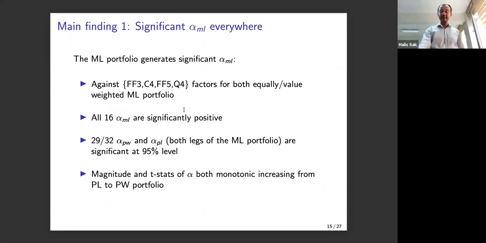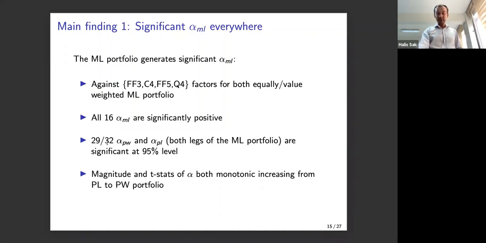In the end, we look at whether we can explain this alpha. If you recall, alpha was the part that cannot be explained with a classical factor model, like the Fama-French 3-factor, Carhart 4-factor, Fama-French 5-factor, or Q4. And indeed, we found that alpha ML is significant in each case. So we cannot simply say that the performance is coming from one of these factors. All 16 alpha ML are significantly positive.